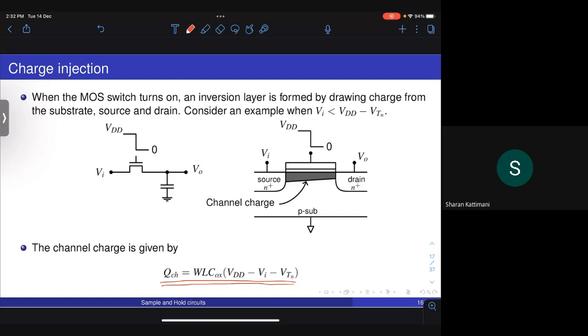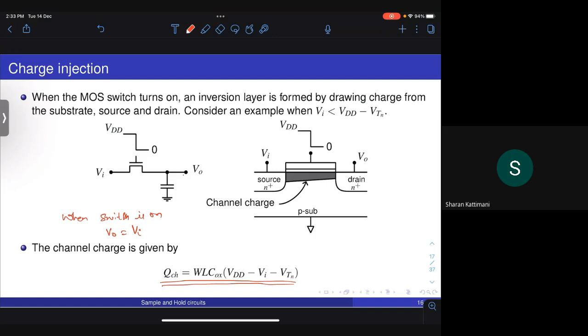And what is the voltage across the capacitor? Voltage across the capacitor is VDD minus VI, right? So when the switch is on, V0 will charge to Vi. V0 will be equal to Vi, and therefore the source and the drain are at the same potential Vi, and the gate is at a potential VDD.